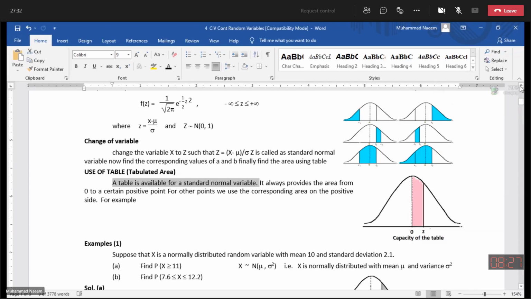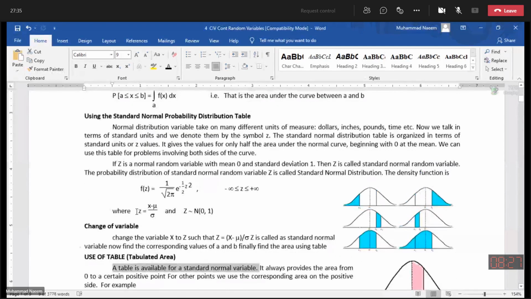How we standardize it? We put z is equal to x minus mu over sigma. This z variable is standard normal with mean 0 and variance 1. Because whatever is the mean and variance for a variable x, when we standardize it, when we convert in terms of z, its mean becomes 0 and variance 1. That's why this is called standard normal variable.